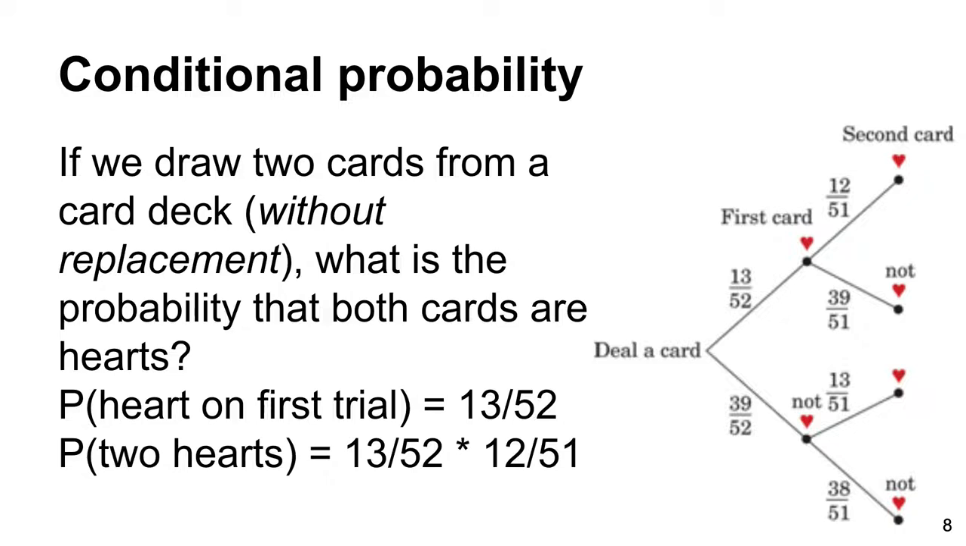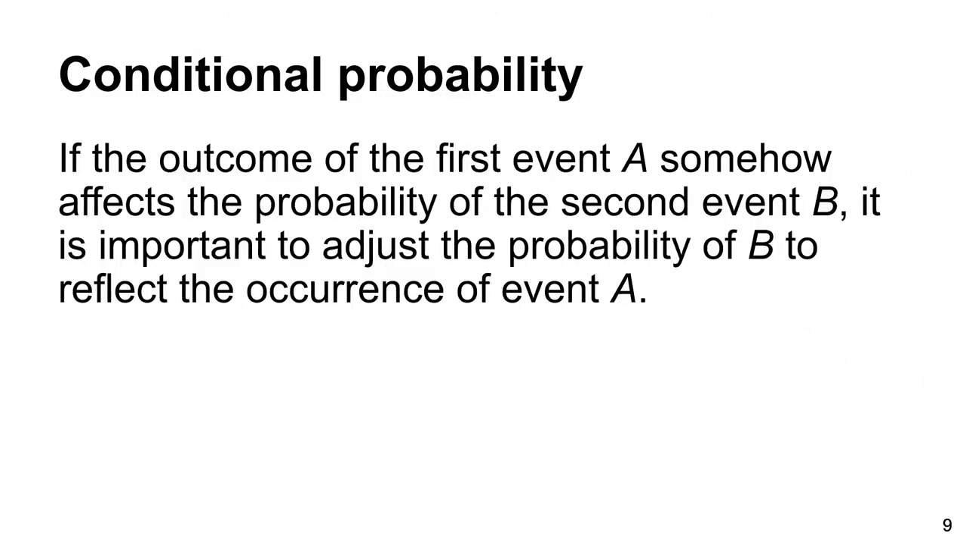So the probability of getting a heart on the first trial is 13 out of 52. Probability of getting 2 consecutive hearts, 13 out of 52 times 12 out of 51. And that's a small number. If the outcome of the first event A somehow affects the probability that the second event B occurs, it is important to adjust the probability of B to reflect the occurrence of A.